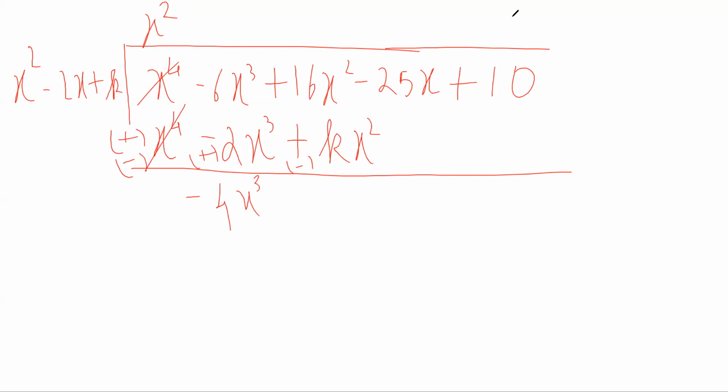Then plus 16x square minus kx square. I can group these two together, so I'll write it as 16 minus k, the whole times x square. And I'll bring this down, minus 25x.